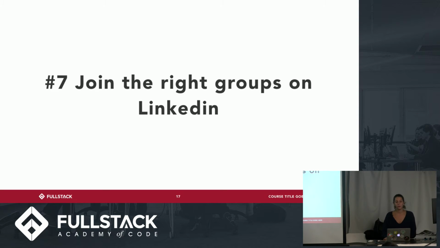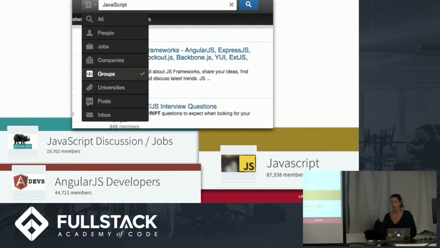Number 7, join the right groups on LinkedIn. This is very important, guys. So this is also another searchable field. I can go in and say, I'm looking for a software engineer who is in XYZ groups. If I see a QA or engineer that's not in any groups, the first thing I'm thinking is that they're not involved in their community.